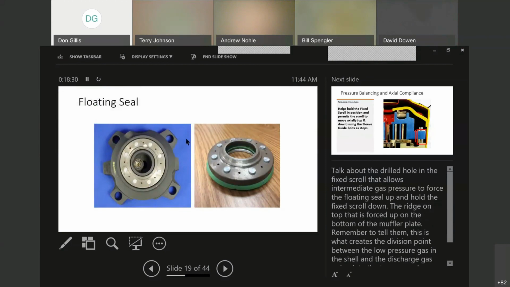Here's a shot of the floating seal. You're looking down at the fixed scroll here. These are the sleeve guides that let it go up that 1 millimeter up and down. Here is our floating seal setting down on the top of that fixed scroll, okay? That's a TOD down there in the center of the scroll you're looking at. And here's the actual floating seal by itself. There's a gasket on the outside and a gasket on the inside.